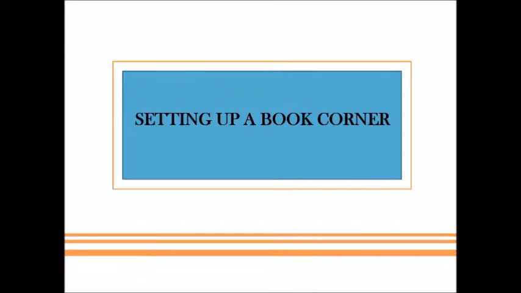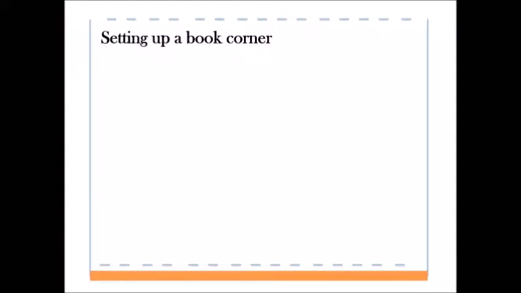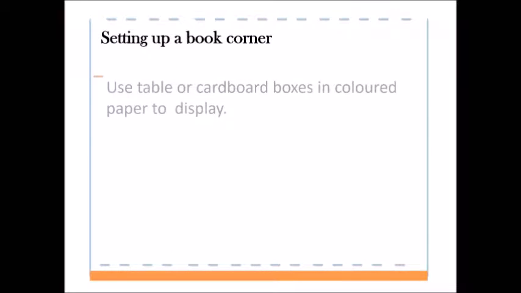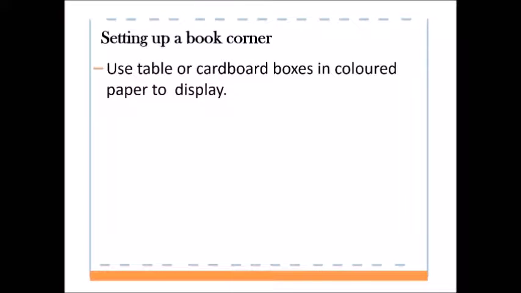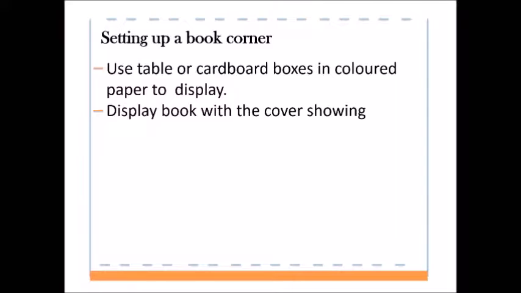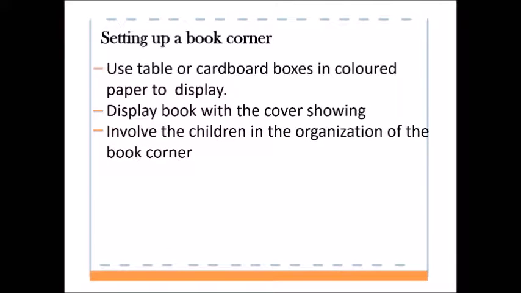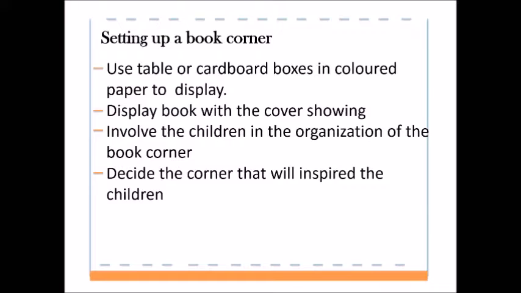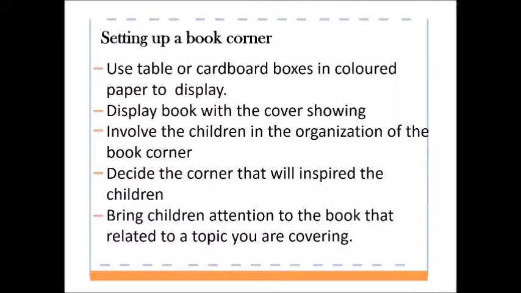The next section is setting up a book corner. We have some tips for designing your book corner. The first is use tables or cardboard boxes covered in colored paper to display books, and then if possible display books with the cover showing, and then try to involve your children as much as possible in the organization of the book corner, and then decide on a corner that will inspire the children, and the last is bring the children's attention to books that are related to a topic you are covering.